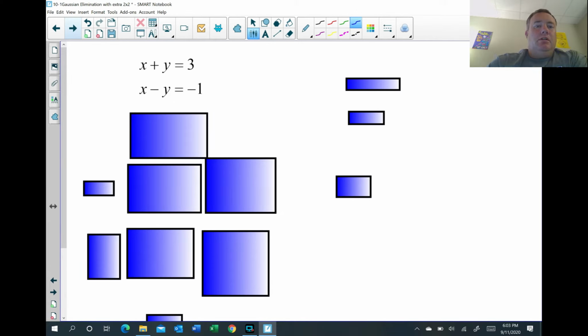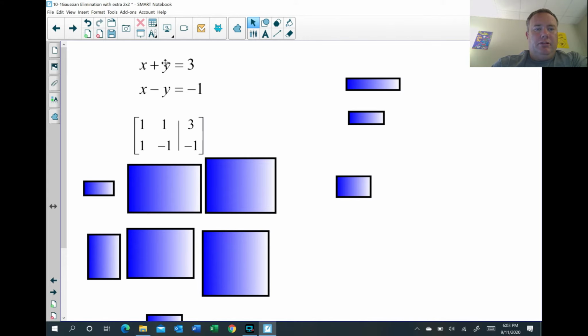From here, we're going to write this as a matrix. The first column will be your x's, the second column will be your y's, and the third will be the numbers. We have an x in each one, so a 1 and a 1, a y and then a negative y, so that's a 1 and a negative 1. Then you get the 3 and the negative 1.